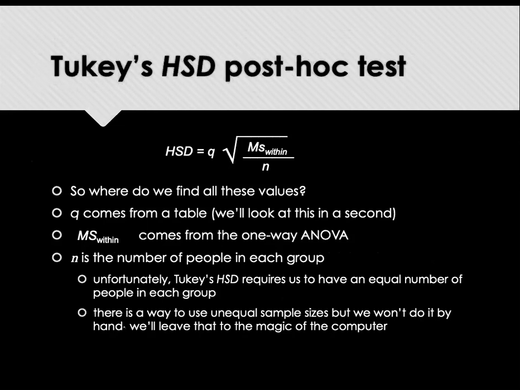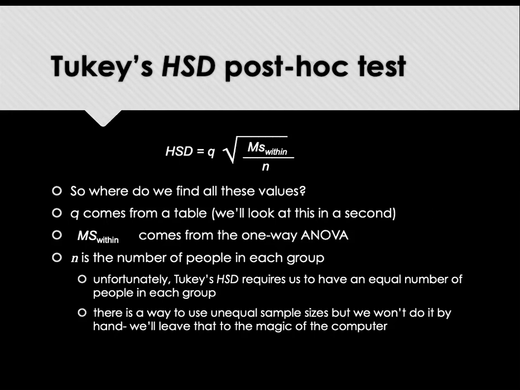Okay, so we want to calculate HSD, or Tukey's. Where do we get all these values? Q comes from yet another table. We'll look at that in a second. The mean squared within comes from the ANOVA, right? The table that we did to calculate mean squares and F's and keep everything organized. So we already have that value. We can just look it up. And then N is the number of people in each group.